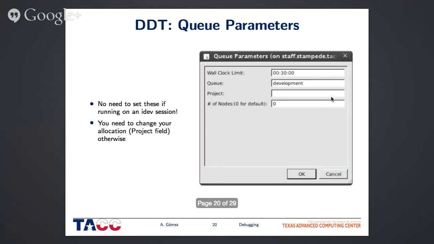So the way to use DDT in Stampede is that you load DDT on the login node and you submit the job to the queue from DDT, okay? That is the typical way to do it. Unless you are in a remote node, maybe you submitted an interactive job using idev. In that case, you can start DDT in the remote node, and you have to remember that you are not submitting a job because you are already in the compute node, okay? In that case, you don't have to specify the queue, you don't have to specify the project or the wall clock limit or anything like that.